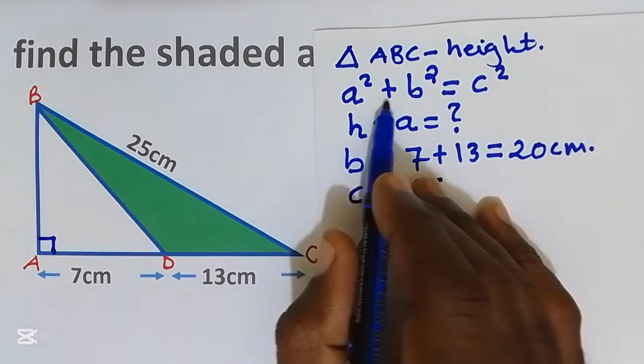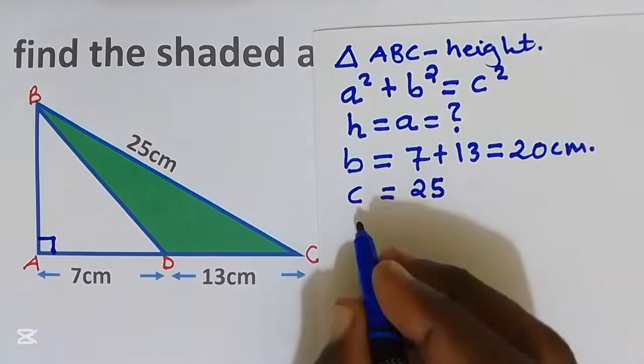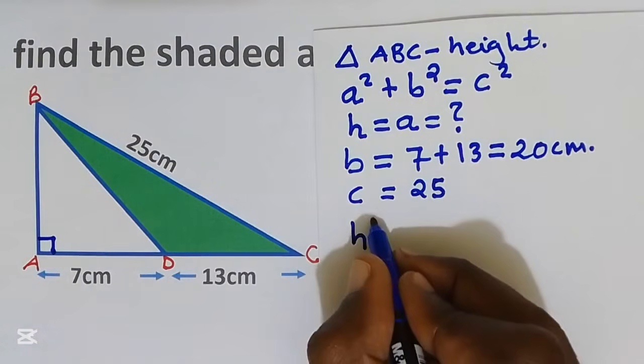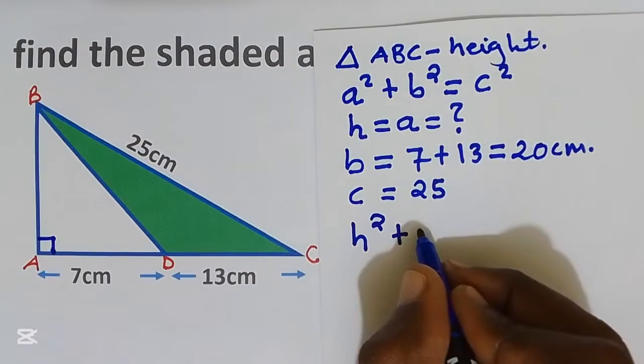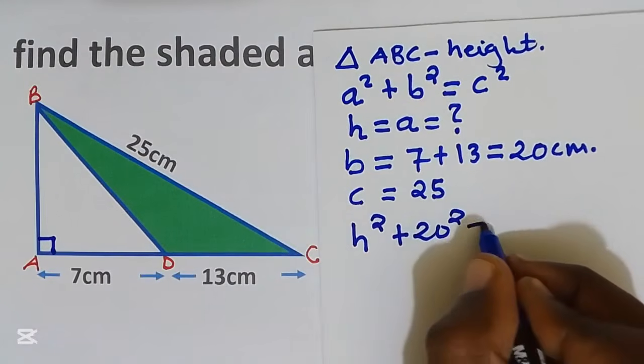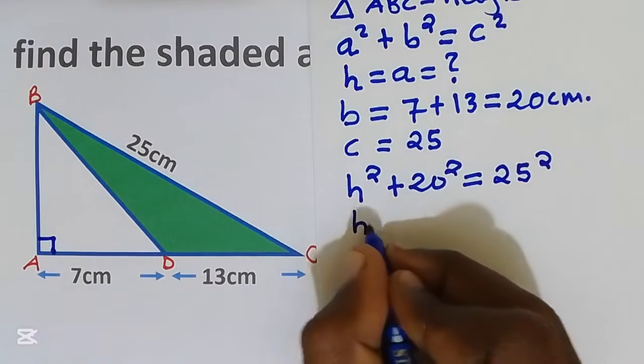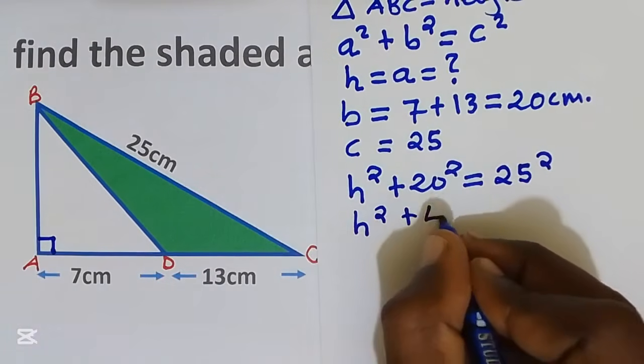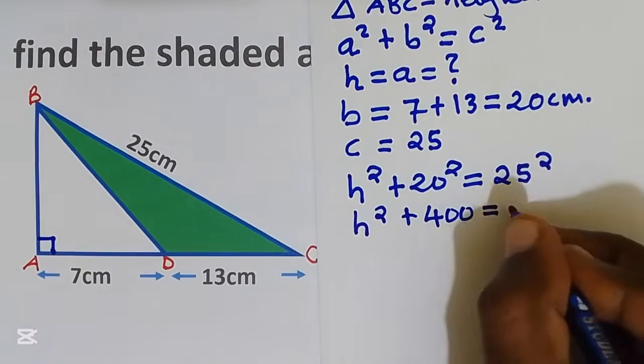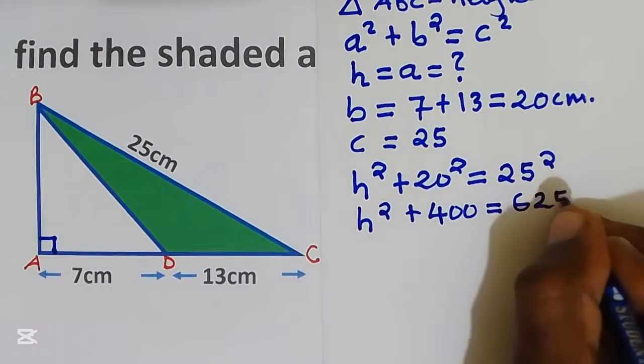Let us use the formula to get height. That is going to be h square plus 20 square. This is equal to 25 square. That is h square plus 400. This is equal to 625.